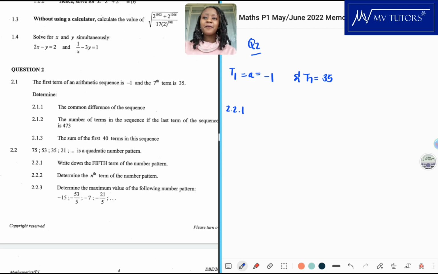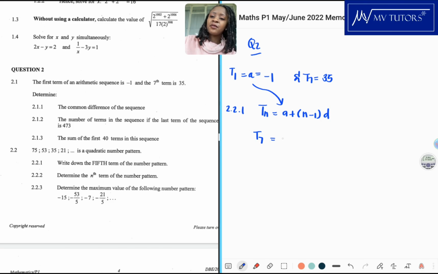Okay, so we have the first term. It's nice that they gave us the first term, so we can definitely use our arithmetic series formula. If you're not sure what it is, you can go look in your formula sheet. It should be given. So I'm going to look at the 7th term, right? Because I know that I have the first term, which is -1. Alright, and I know that's going to be 7 minus 1, and D is what I'm looking for. So the 7th term, they gave it to us, it's 35.